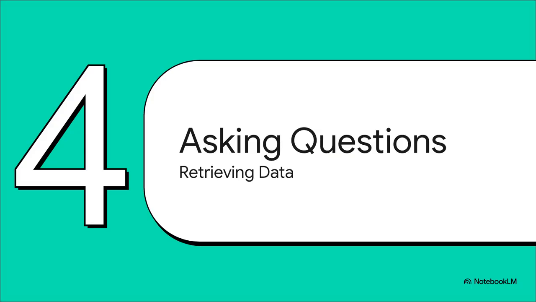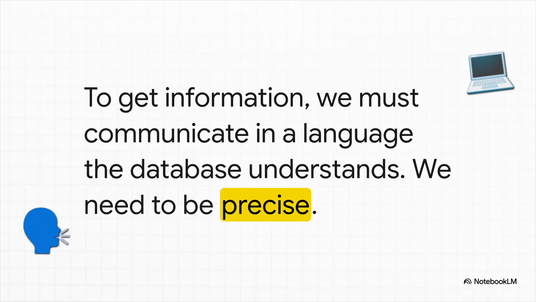Okay, so we've built this beautiful, organized, rule-based digital filing system. All the data's in there, it's clean, it's structured. Now for the most important part, how do we get specific information back out? Right, because we can't just walk into our digital records room and casually ask for what we want. We need to talk to our hyper-efficient, but let's be honest, very literal digital librarian in a language that it actually understands. We have to be precise.